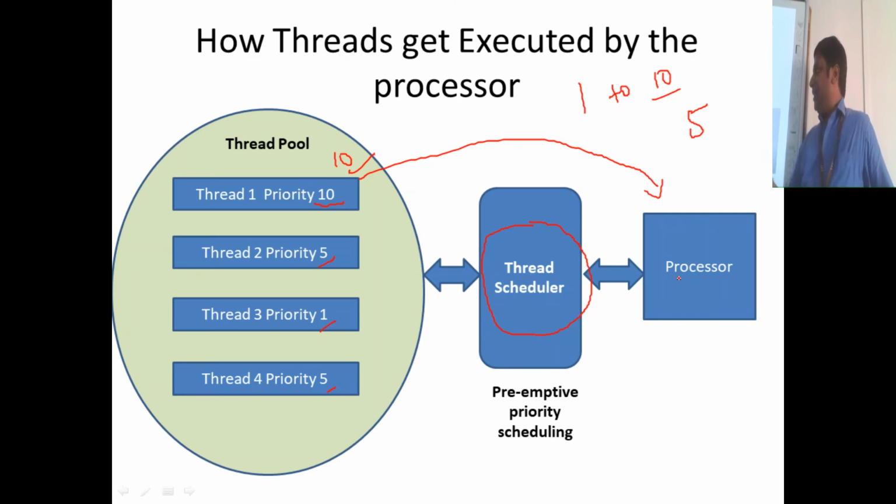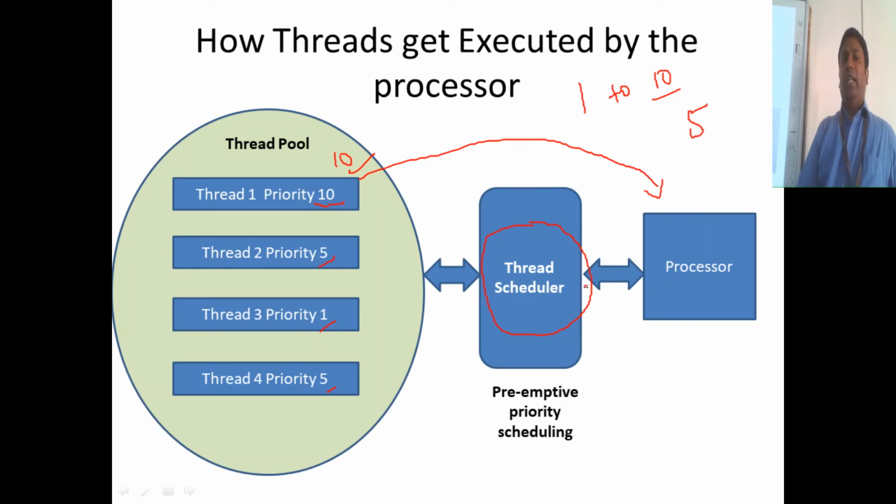Say a thread is executing and then a high priority thread comes in. Then this thread will be preempted from the processor and the high priority thread will be given the processor. This algorithm is called preemptive priority scheduling. Based on the priority, I will assign some time slice inside my processor. So every thread will run for a certain time period and then it will be preempted.